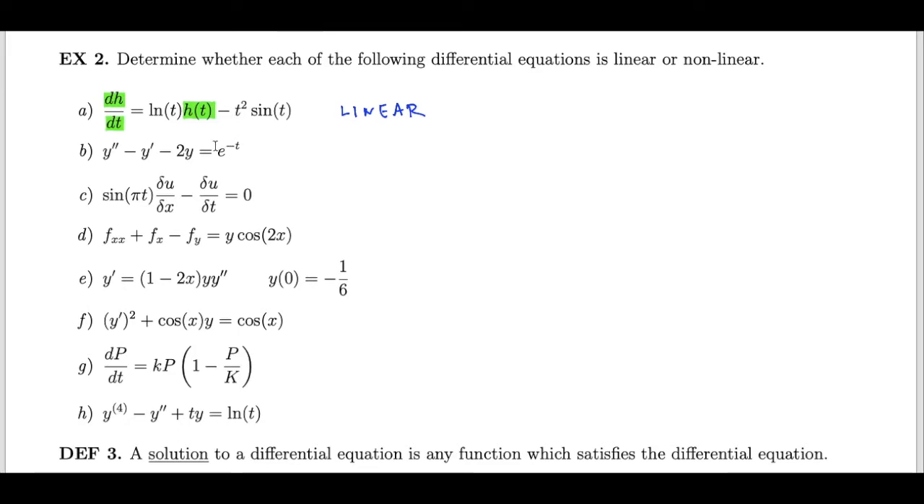Let's try to highlight my dependent variable, which we said was y. So then we've got a derivative term of y prime, derivative term of y double prime. I do have a nonlinear term, e to the negative t, but that's nonlinear in the independent variable, and so there's no restriction on the independent variable. So these dependent variable and derivative terms are linear. Therefore, this differential equation is linear.